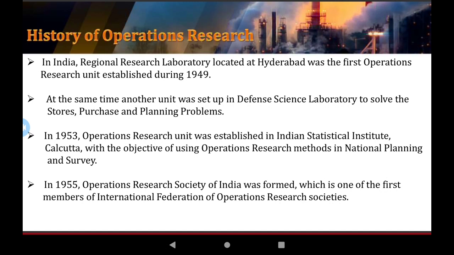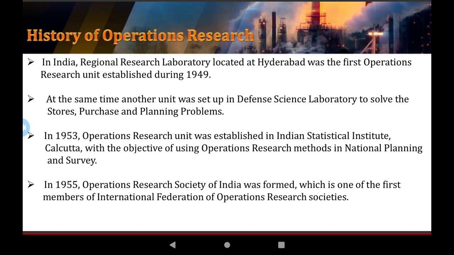1953 में. And the third step, in 1955, the Operation Research Society of India was formed, which is one of the first members of the International Federation of Operation Research Societies. Okay, in 1955 the Operation Research Society in India. Okay, so in India the third is 1955, the Operation Research Society was created.